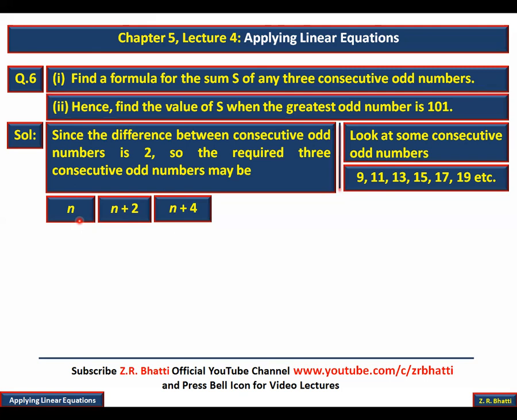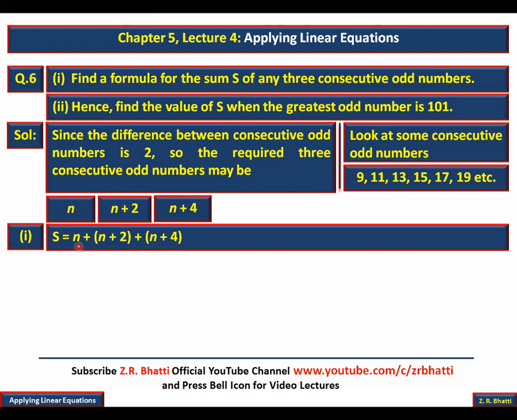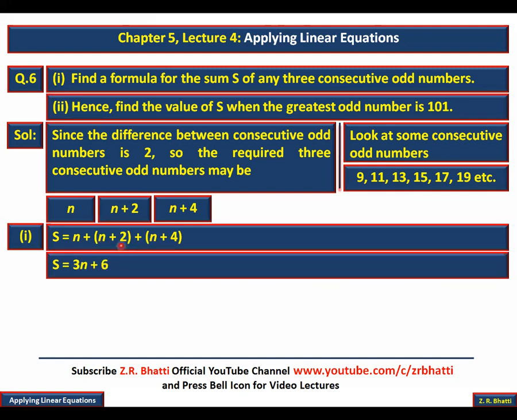Now what's the question? Sum. We have to find the formula for the sum of these odd numbers. That's so simple. S will be equal to n plus n+2 plus n+4. Now n plus n plus n will give you 3n, and 2 plus 4 gives you 6. This will give you the required formula.